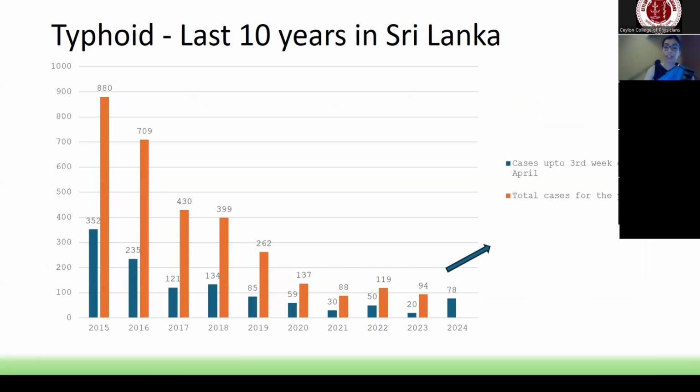While the cases up to the 3rd week of April, the available data, you can see that their cases have increased from 20 in 2023 to 78 in 2024. There had been an outbreak of typhoid in March and February this year, and currently it is slowly coming down back to normal.